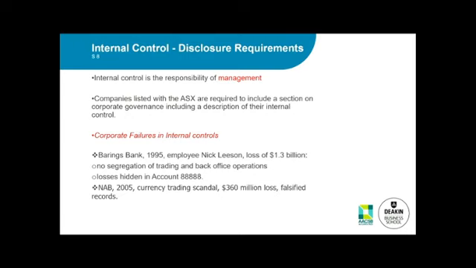Then we have NAB 2005, a currency trading scandal. There was another loss of $360 million, and there was the Royal Australian Mint. But I think that's for the next class, for you to read until next class and then discuss with Raymond next Wednesday.